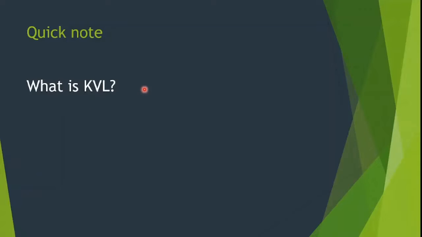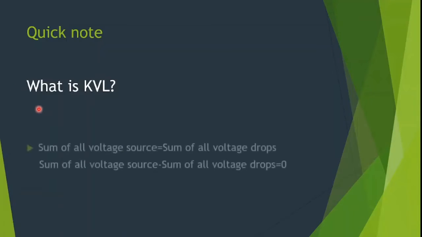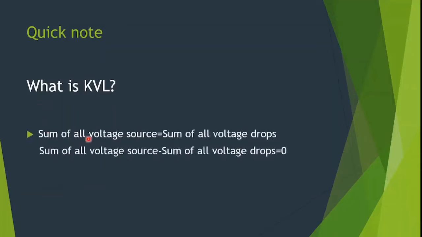So first of all, we need to know what basically KVL means and what is the application of it. KVL states that the sum of all voltage sources should be equal to the sum of all voltage drops, which means that the sum of all voltage sources minus the sum of all the voltage drops should be equal to 0. Now this is the actual application of Kirchhoff's voltage law. Now let's see how to apply this theorem on an electrical circuit.